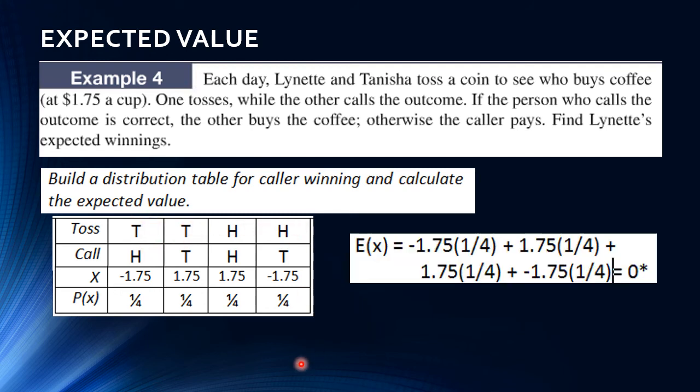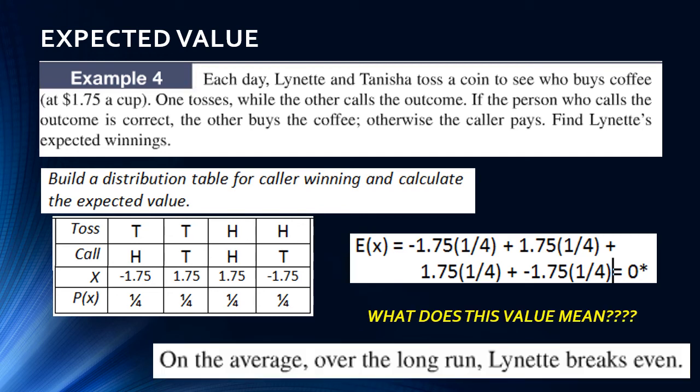So now we can apply the expected value formula by multiplying the random variable times the probability and calculate. Well, this is interesting. It came out to 0. What does this value mean? On the average, over the long run, Lynette will break even.